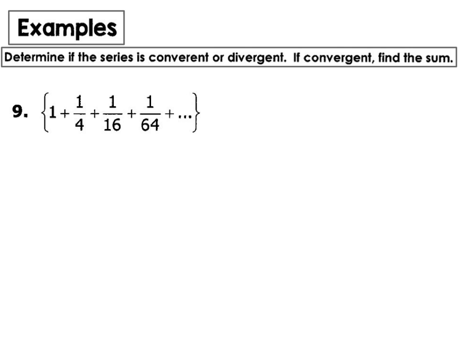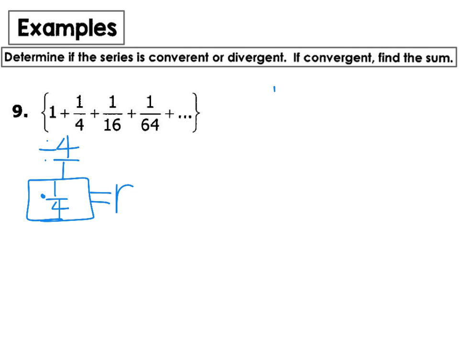We see that it's going down, down, down. We're dividing by 4 every time. Dividing by 4 is the same thing as multiplying by 1/4. Dividing by 4 over 1 is the same thing as multiplying by 1/4. So this is our common ratio, r equals 1/4.